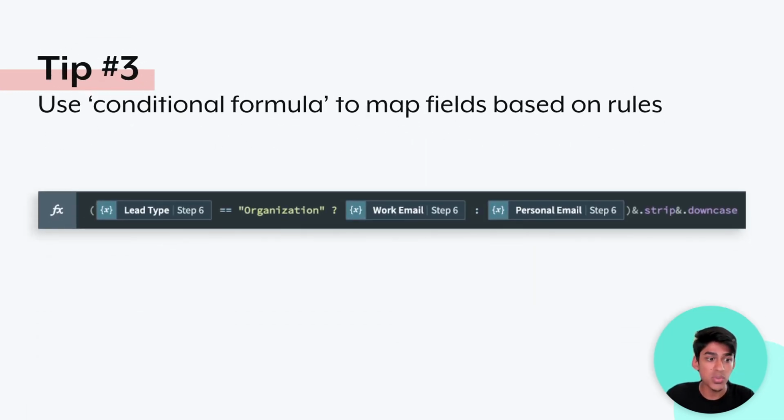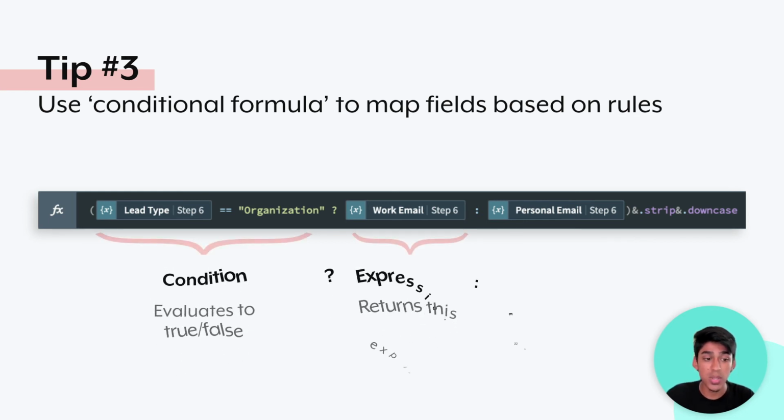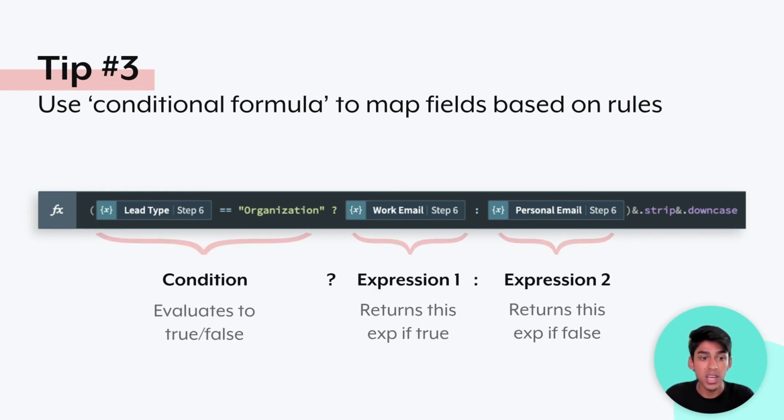The third tip is using conditional operations. You can go a step further and use conditional logic to apply formulas with even more precision. In the example, we use the work email when the lead type is an organization, and we use the personal email when the lead type is just an individual. And as you can see, we also put the and prefixes before each of the formulas to ensure that it does not report any errors when the input values are null.